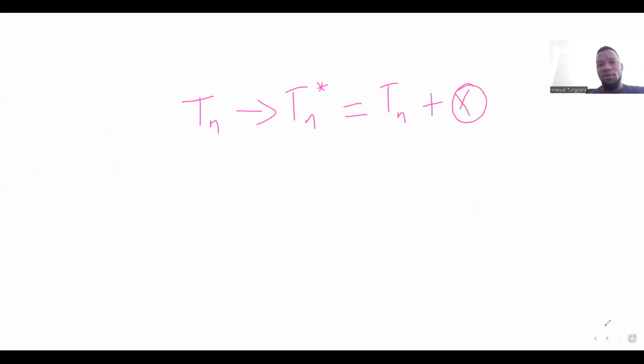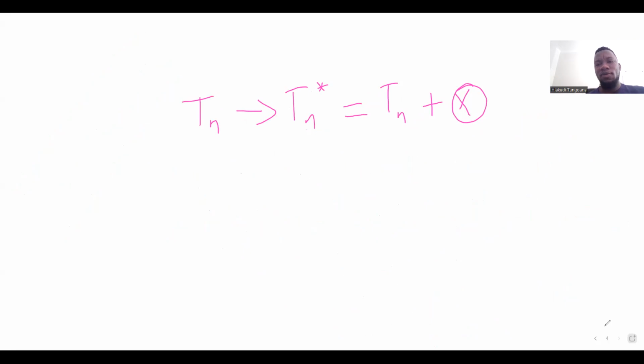So currently you have Tn. They're transforming this into some Tn star. Let's call it Tn star. So what is this Tn star? This Tn star is Tn plus x, right? So x is what you're trying to solve for. So we want to solve for x.